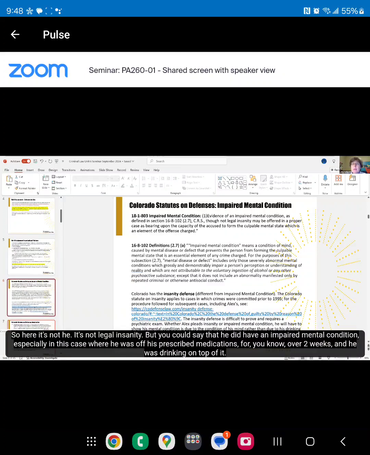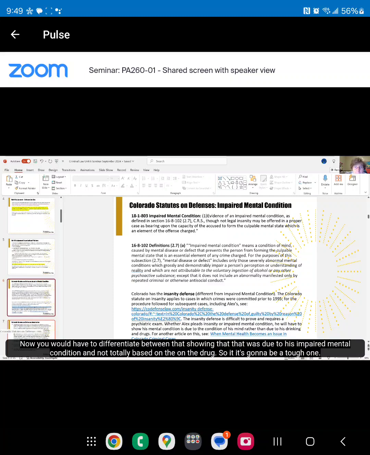So here, it's not legal insanity, but you could say that he did have an impaired mental condition, especially in this case where he was off his prescribed medications for over 2 weeks, and he was drinking on top of it. Now you would have to differentiate between showing that that was due to his impaired mental condition and not totally based on the drug. So it's going to be a tough one.